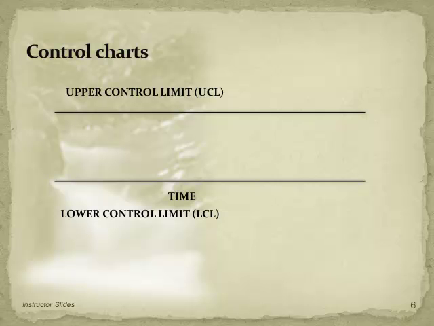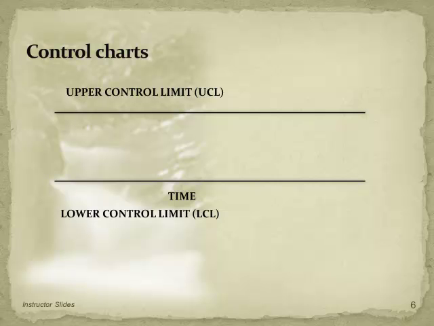A control chart consists of two horizontal lines. The horizontal line at the top has a name. We refer to it as the upper control limit, or the three-letter acronym UCL. And the lower horizontal line has a name, the lower control limit, and we'll abbreviate that by LCL.